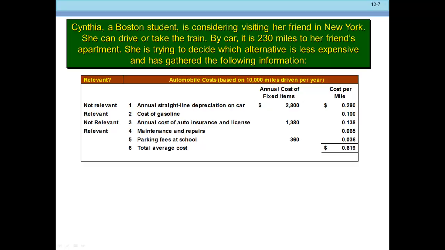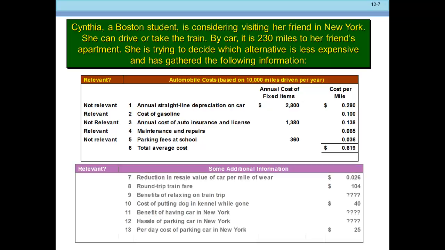What about the parking fees at the school in Boston? She is going to have those regardless of the trip to New York, or how she is going to get there. So those costs are not relevant. Good job. How about these additional costs that she identified? Which ones of these are relevant? Pause the video and take a few minutes and identify those costs that you think are relevant to the decision.